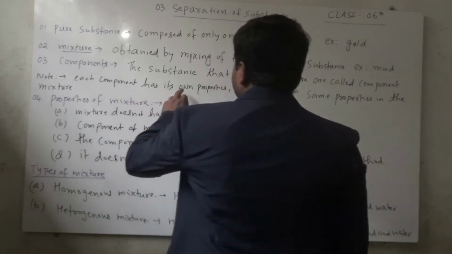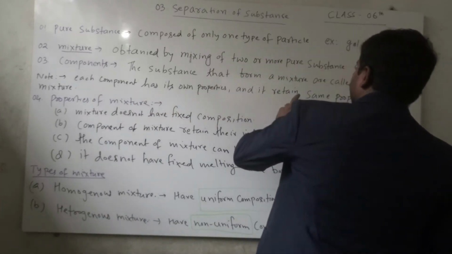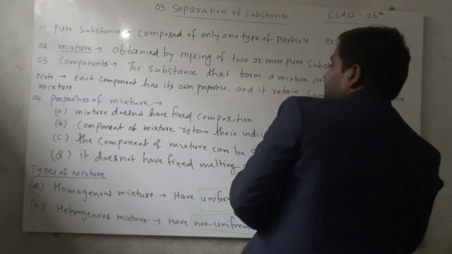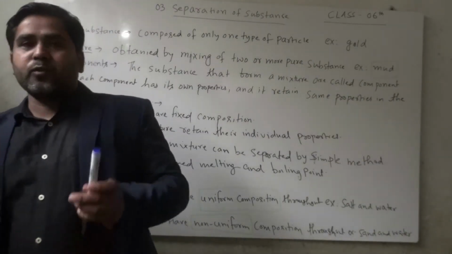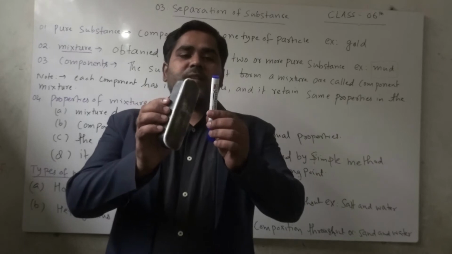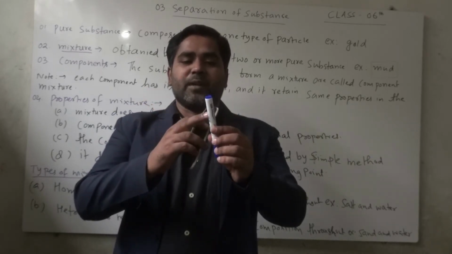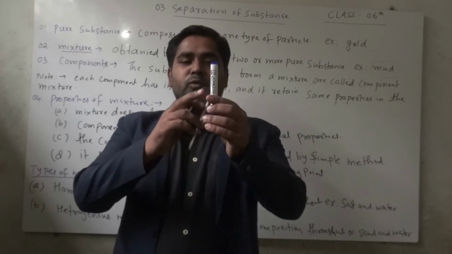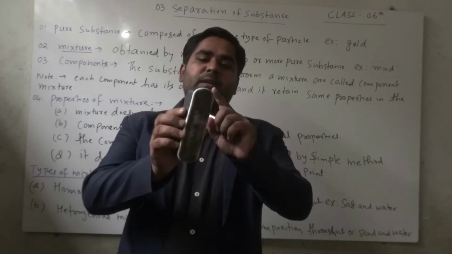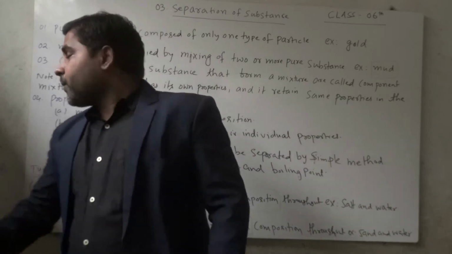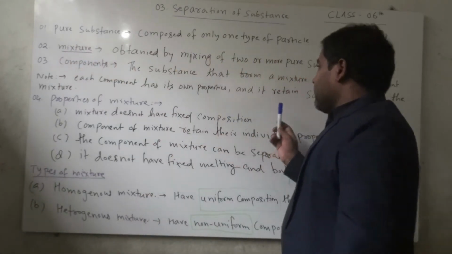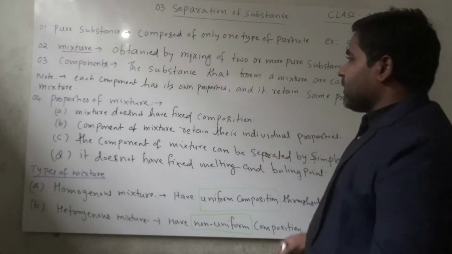Each component has its own properties and it is retained in the mixture. Now you see, if you try to mix this duster and this marker, when you are mixing, each will have an individual property, right? With the marker we are able to write on the whiteboard, and with this we can rub on the whiteboard. So it will have its own properties even in the mixture.